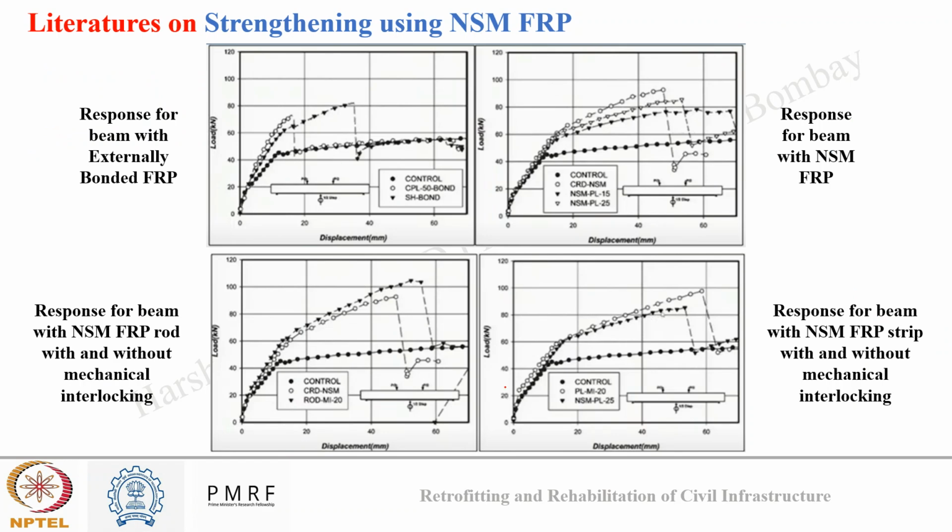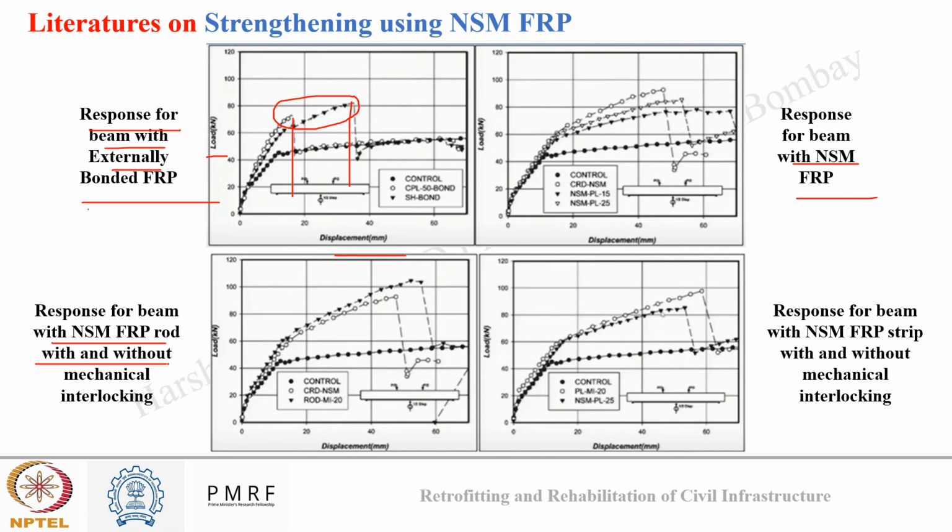In these diagrams, you can see how load versus displacement was varying. So this was the response for the beam with externally bonded FRP. You can see as compared to the control sample, it was able to take more load and it was deflecting less when I was using externally bonded FRP. This was with NSM FRP. Again, it was taking more load and deflecting less.